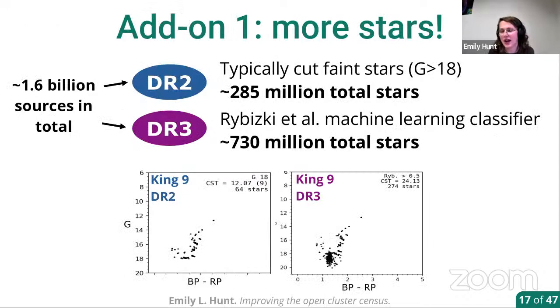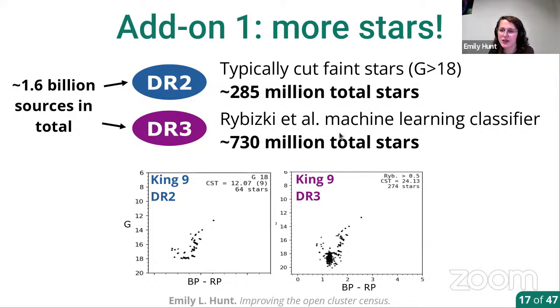So there were also some extra add-ons that I did for this catalogue beyond just doing the big clustering analysis. The first one of those was to really try and use as many stars as possible. For people who are familiar with Gaia data, you might know that Gaia isn't so reliable for faint stars. Typically in DR2, people would cut away faint stars entirely, anything fainter than magnitude 18. So from the total of about 1.6 billion input sources in the Gaia data releases at the moment, you would get around 285 million reliable stars to look with.